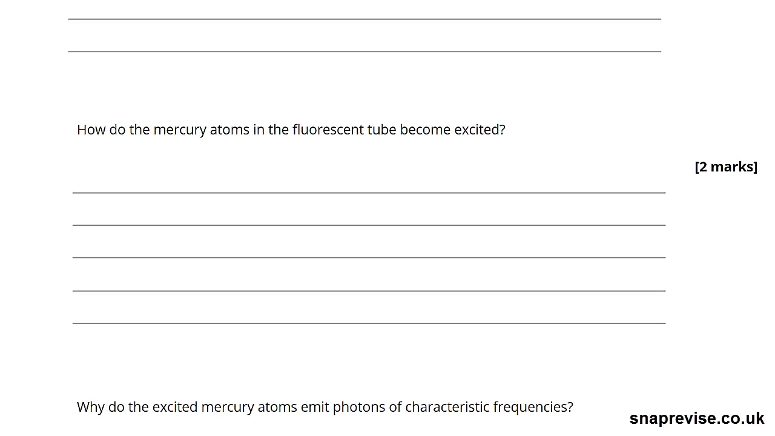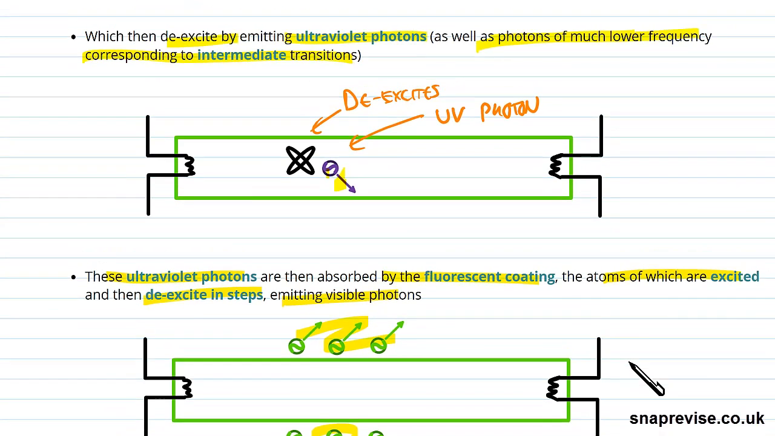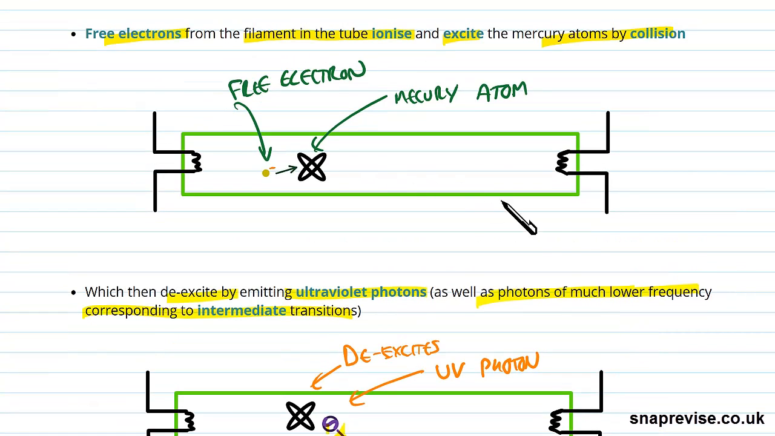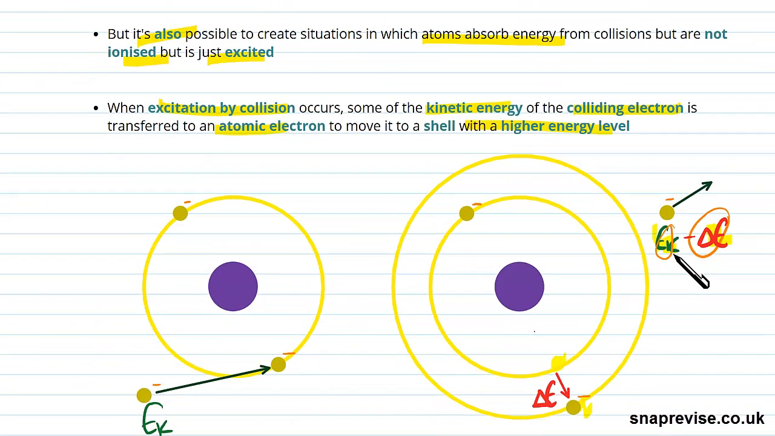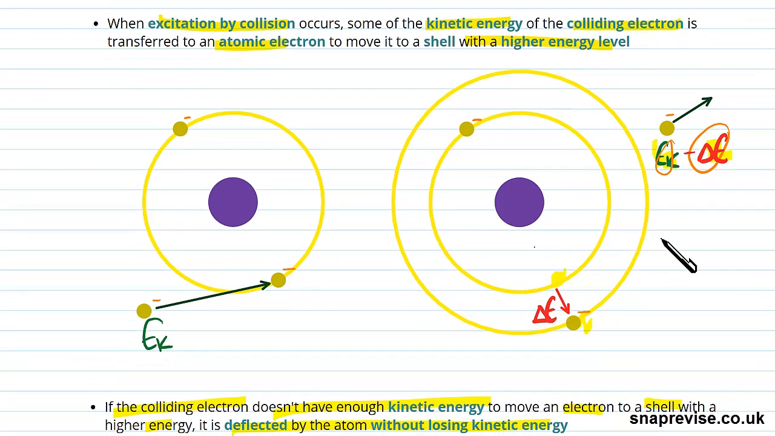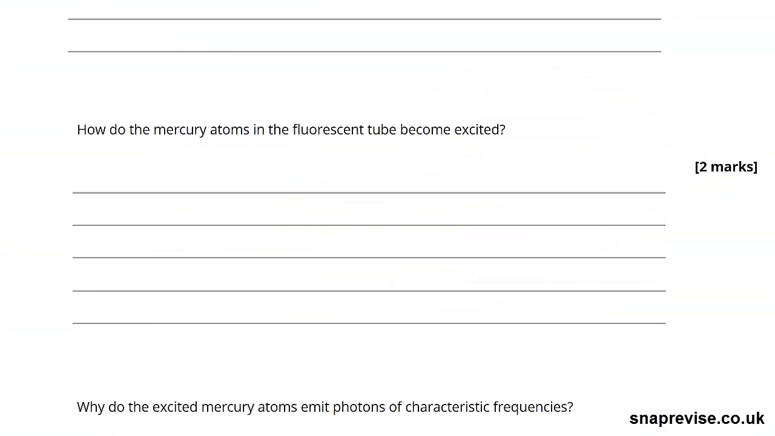So how do the mercury atoms in the fluorescent tube become excited in the first place? For that we need to go back to what we did on fluorescence, and remember they were excited by colliding with free electrons in the tube. Specifically, they collide with the orbital electrons in our mercury atoms, just as we were seeing in excitation by collision. These electrons collide and transfer energy to these electrons and then move them to a higher energy level. So that's what the answer is there.